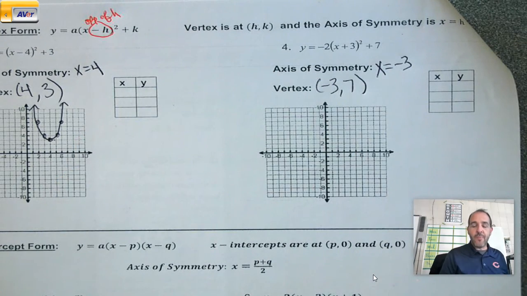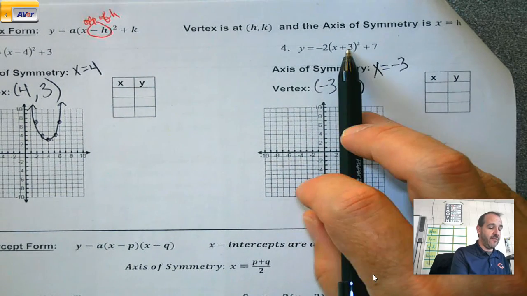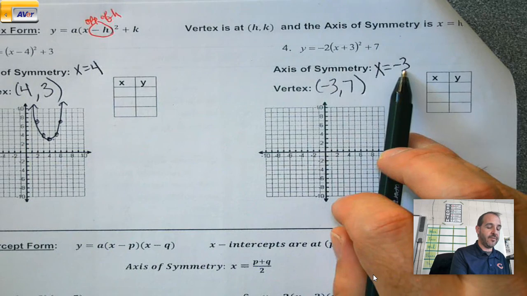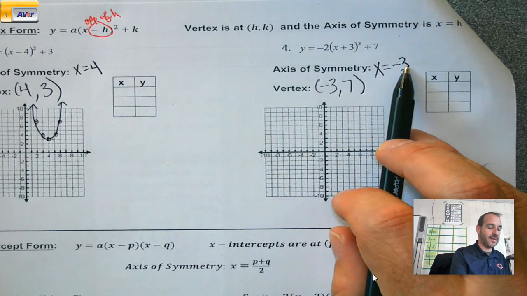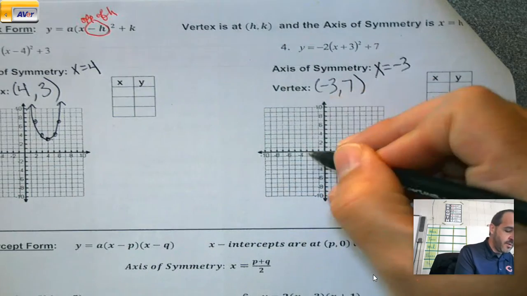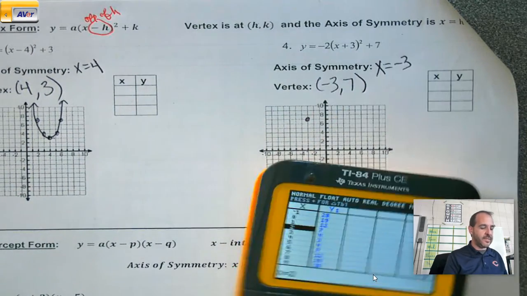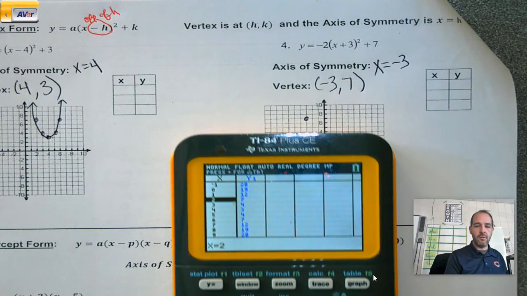All right, hopefully when you unpause me, this is what you see on your paper as well. The opposite of h, the opposite of +3 is -3. It's my x value for my axis of symmetry and in my vertex. And then we just keep plus k. So -3, 7. Hey, before I put this in my calculator, is this parabola going to open up or down?